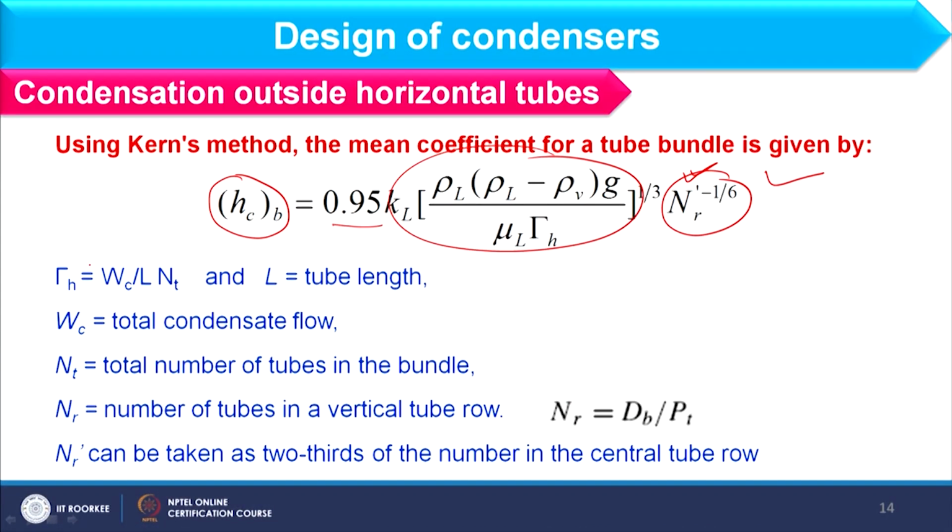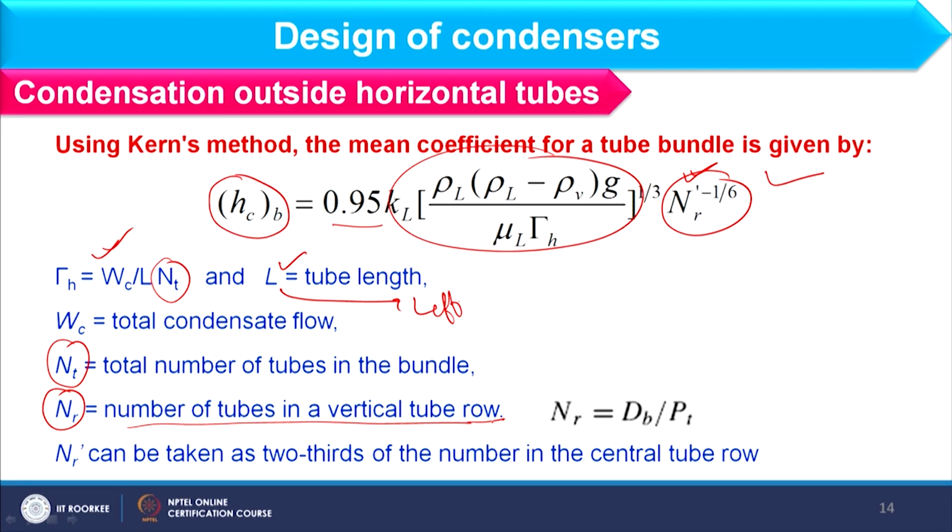As far as Γ_h is concerned, that is the tube loading, W_c by L into N_t. So, it will depend on the condensate flow, the length of the tube, and N_t, the total number of tubes, because here I am considering per unit length. Further, you have to keep in mind that this L should be L effective, because whatever portion of the tube is inside the tube sheet will not participate in the condensation process, right. So, in that way you should consider L. N_t we have already discussed. N_r is basically the number of tubes in a vertical tube row.